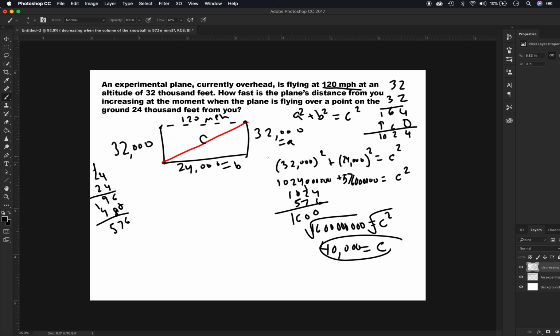But they don't want C. They want more from us. They want the derivative of C. So we're going to solve for the derivative in this, right? So that's going to be 2a, a prime, plus 2b, b prime equals 2c, c prime. So now we just plug stuff in, right? So 2 times 32,000.